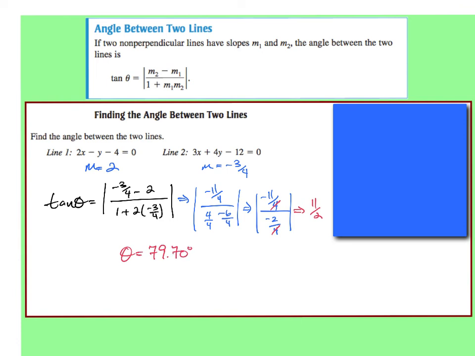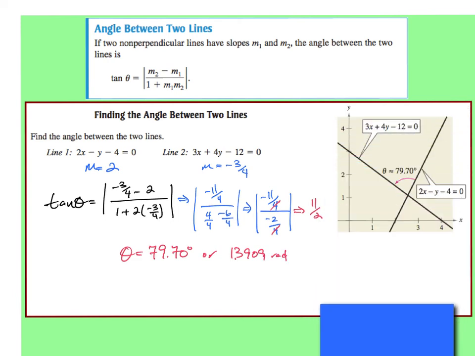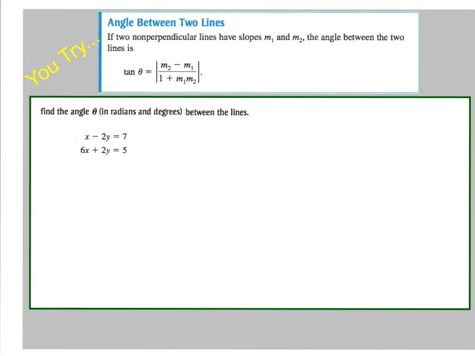Or how many radians? Multiply by pi over 180, and we end up with 1.3909 radians. So it's solved for the smaller of those two angles. All right, I'd like you to try this one.